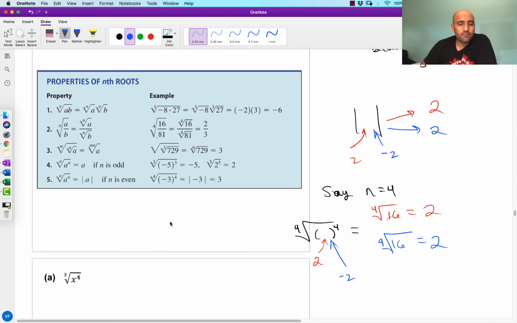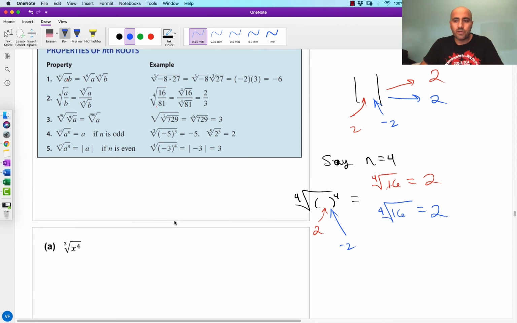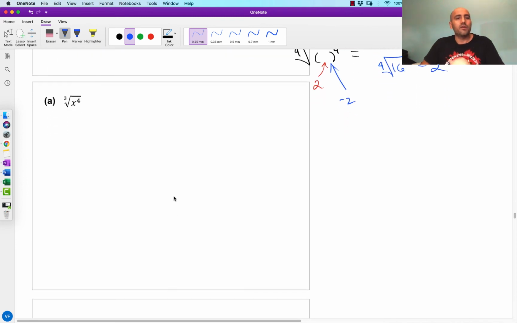Good. Okay, so almost done with this section. Let's just do a couple more things to simplify this. All right, how do we simplify this guy?